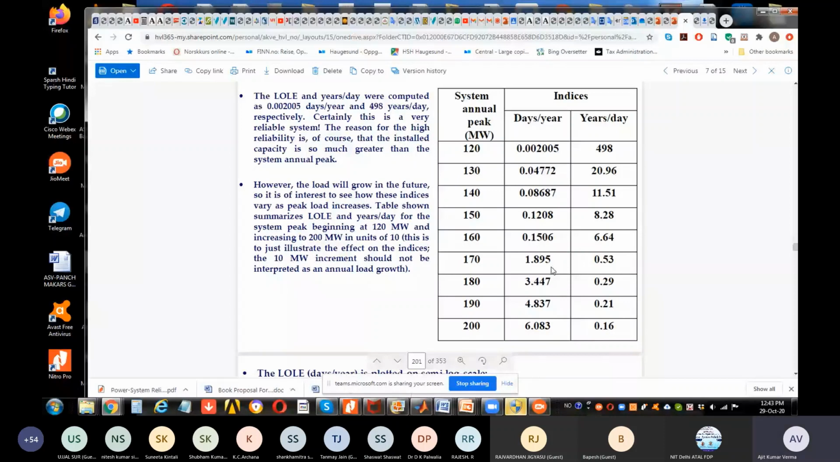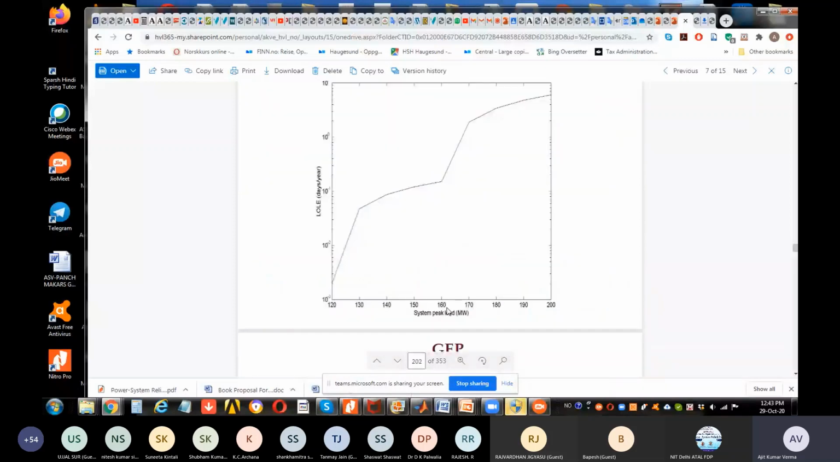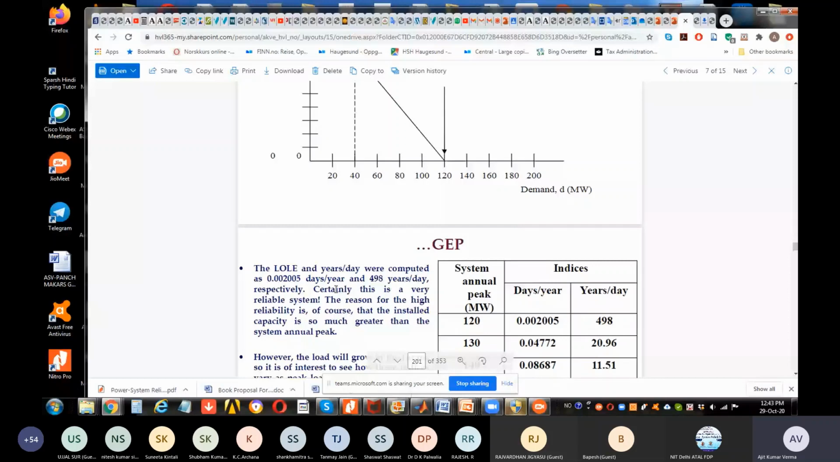So one can actually plot LOLE versus the system peak load. See, the system peak load varies. This is where we were, 120 peak load. And this was the generation profile.